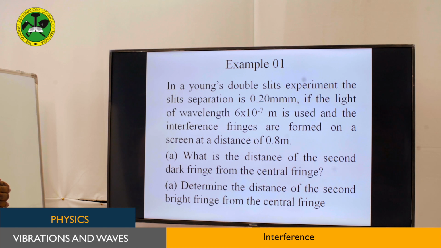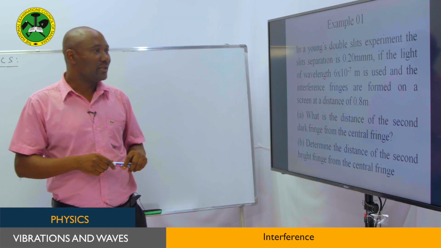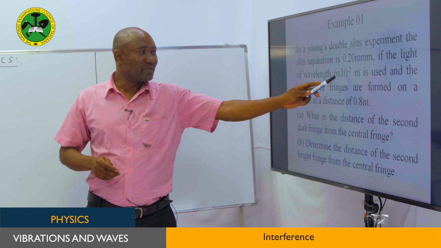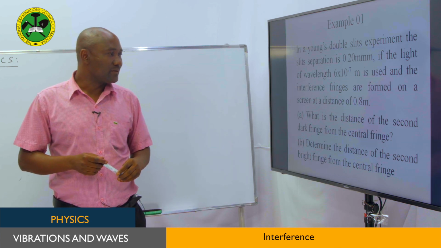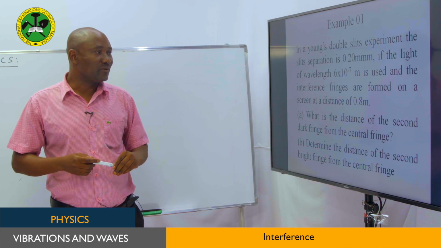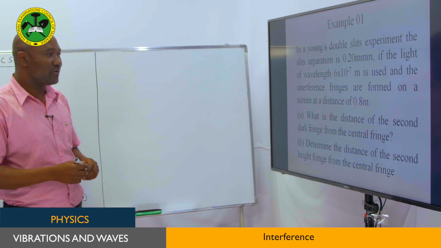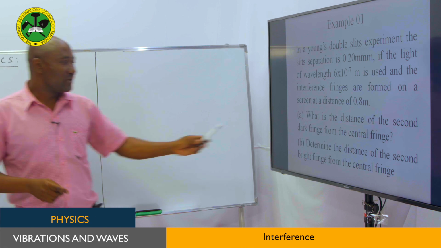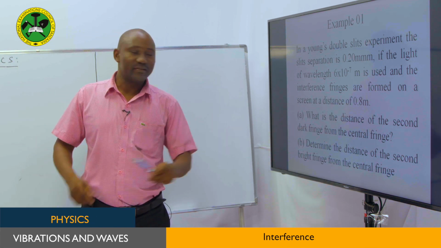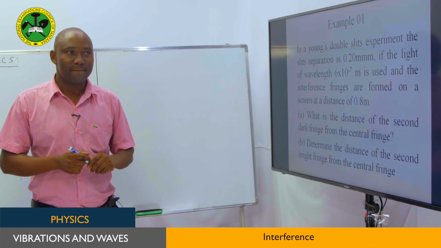The question is: in Young's double slit experiment, the slit separation is 0.2 millimeter, that means the distance between the slits. Light of wavelength 6 times 10^-7 meters is used, such that the fringes are formed on a screen which is at 0.8 meters from the double slit. We are looking for the distance of the second dark fringe from the central fringe.